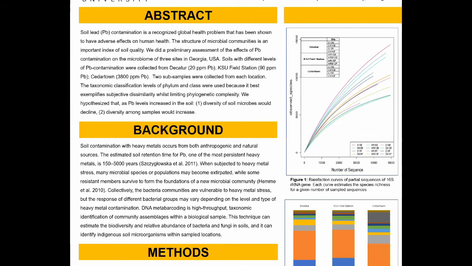Soil lead contamination is recognized as a global health problem, which can have adverse effects on human health. Because microbial community structure is an important index of soil quality, we ran a preliminary assessment on the microbiome of 3 locations in Georgia. These soil locations, Decatur, KSU Field Station, and Cedartown, have lead contamination levels of 20 parts per million, 90 parts per million, and 3,800 parts per million, respectively. The taxonomic classification levels of phylum and class were used because they best exemplify subjective dissimilarity while limiting phylogenetic complexity.